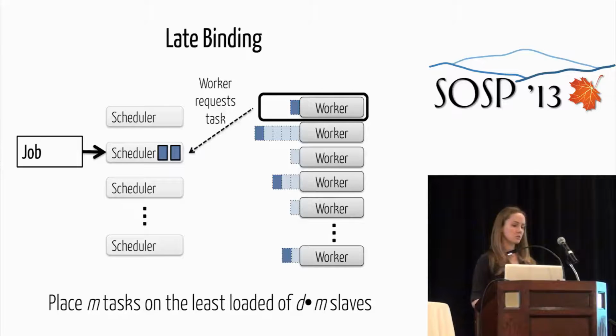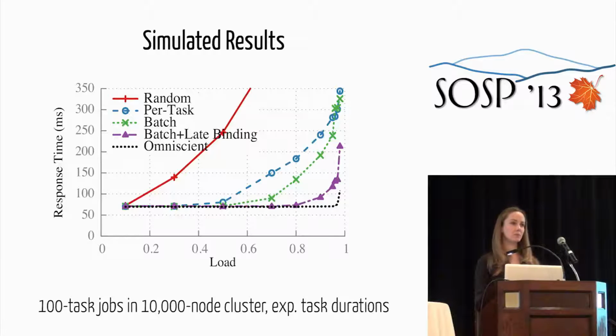Only then does the worker machine request the task from the scheduler. So the scheduler holds on to the tasks until one of the worker machines indicates that it's ready to run it. In this approach, we guarantee that the tasks will be run on the machines among the probed workers where they'll run the soonest. Late binding significantly improves performance.